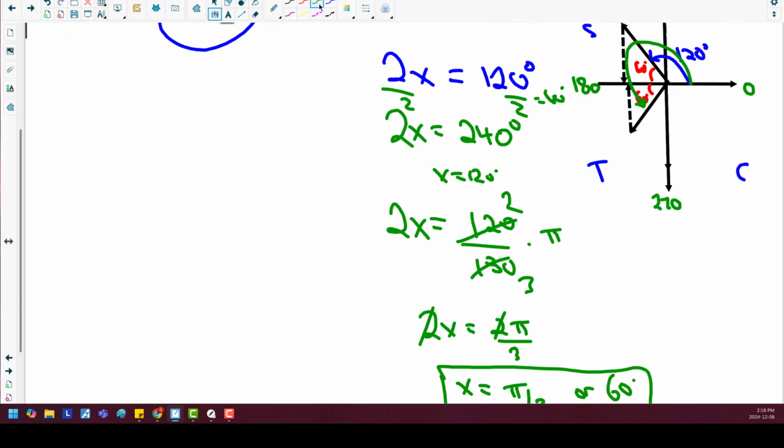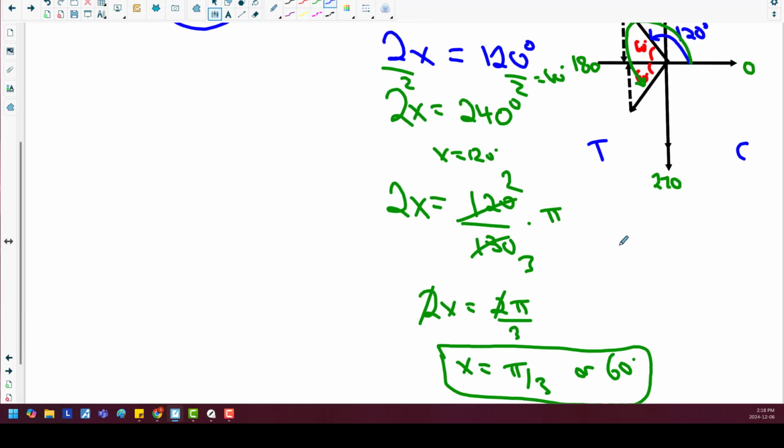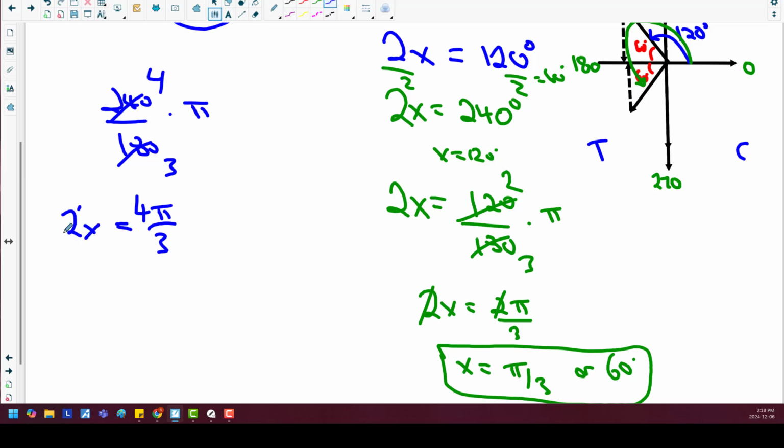Or if we're dealing with radians, then 240, how do I convert that into radians? 240 divided by 180 times pi. Once again, 60 is a common factor, so that's going to be 4, and that's going to be 3. So this is going to be 4 pi over 3 is equal to 2x. Divide both sides by 2. So x is equal to 2 pi over 3. So these are my two answers.